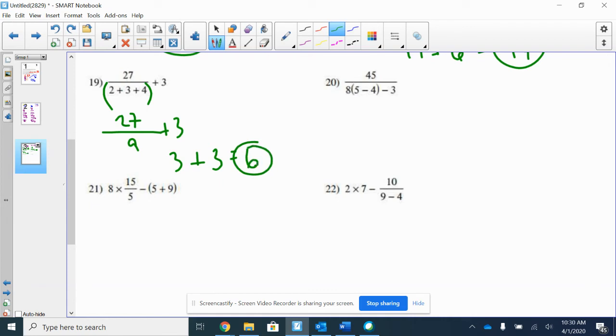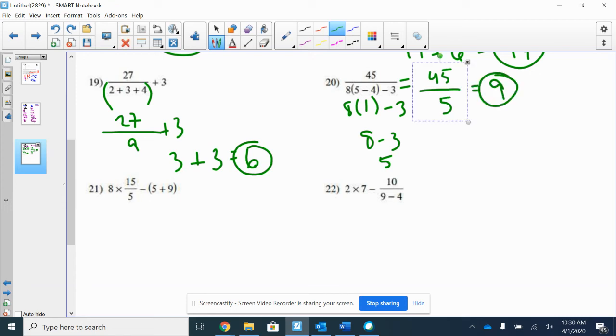All right, next we have 45 divided by 8 times 5 minus 4 minus 3. So let's just look at the denominator first and simplify. So 5 minus 4 is 1. I'm just going to simplify this down here first. So all I did was do my 5 minus 4 is 1. Now I have multiplication and subtraction. I want 8 times 1 is 8 minus 3, which is 5. So my denominator will be 5. Just don't forget to go to the original. I have 45 divided by 5, which yields 9.